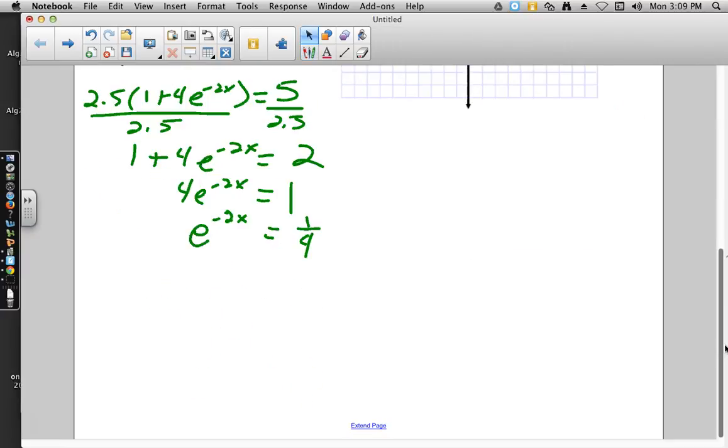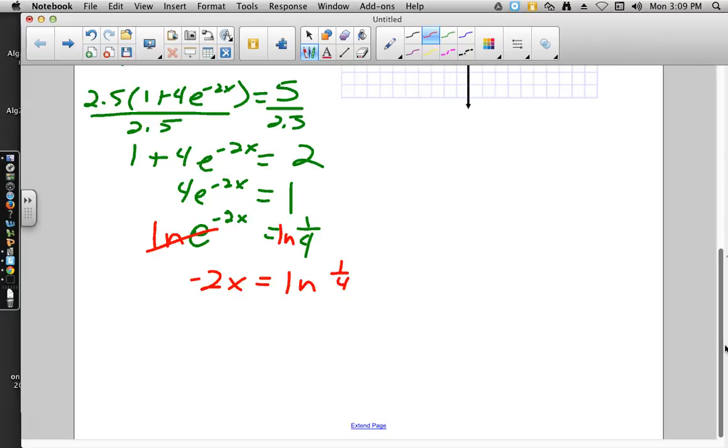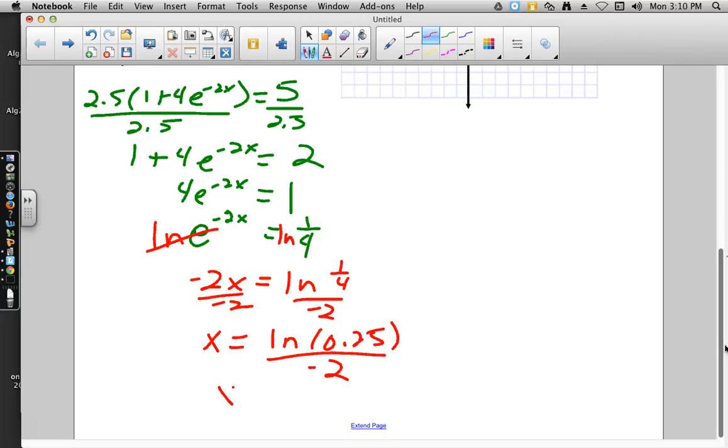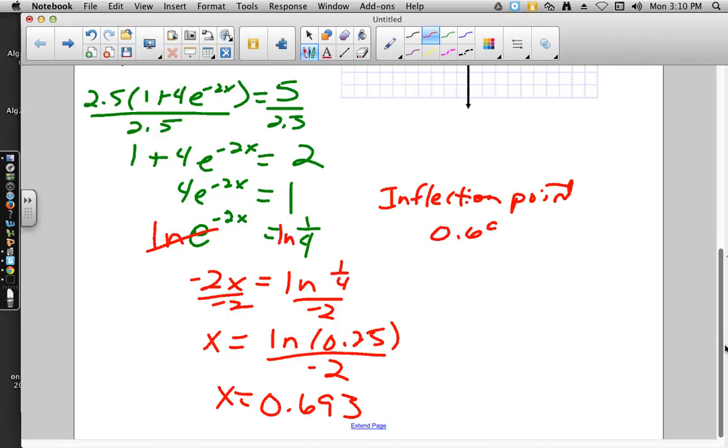and to get rid of e, we take the natural log of both sides. So over here we have our inverses, and over on the right hand side we'll have the natural log of 1/4, or 0.25, and then we will divide by negative 2. So x will equal the natural log of 0.25, all divided by negative 2. And that comes out to 0.693. So our inflection point, or point of inflection, is going to be at 0.693, 2.5.